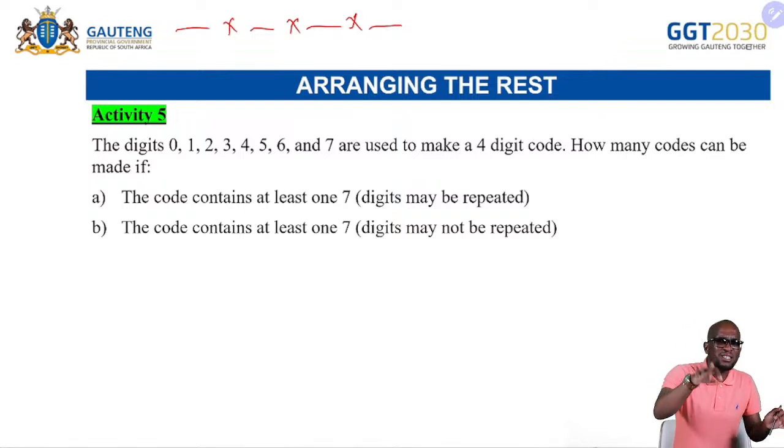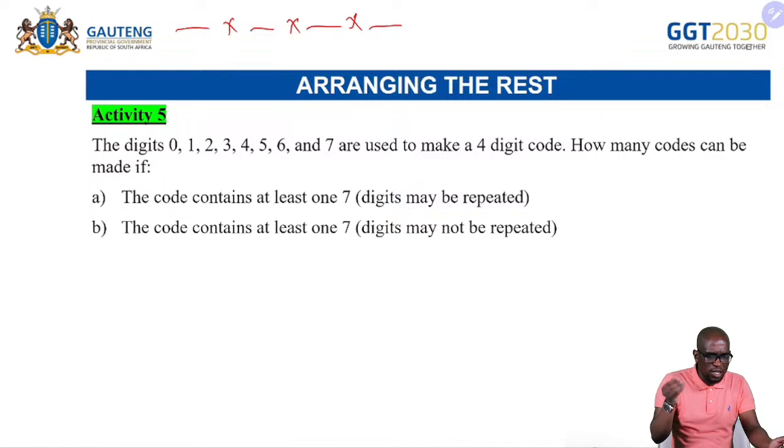We can have 3 7s used at different positions. You can have 4 7s. So in this case, you can see that we have a very tedious problem to work with, because we can have a lot of possibilities. But in order for us to resolve this, we said we're going to use the method of arranging the rest of the items. How are we going to do that?